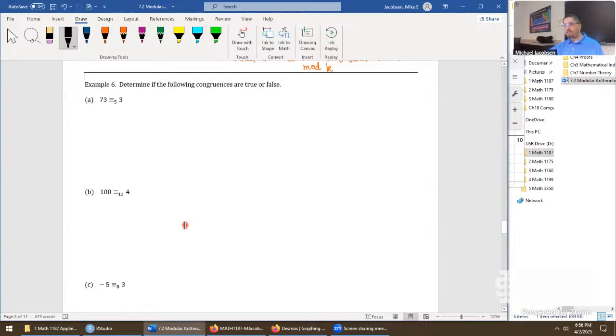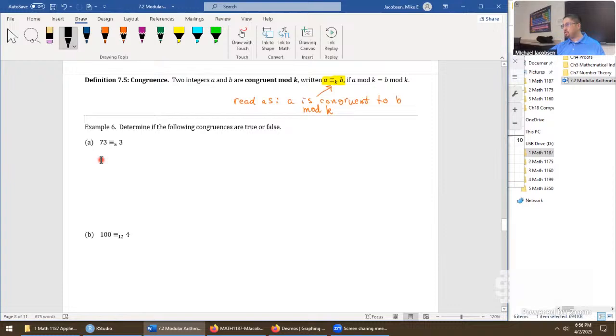I have a few really fast problems, one that looks a little bit different with the negative there. We're doing just ordinary modular arithmetic to check for congruence on this one. On part A, we're asking, is 73 congruent to 3 mod 5?